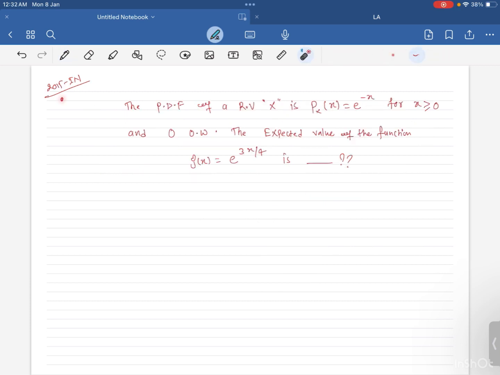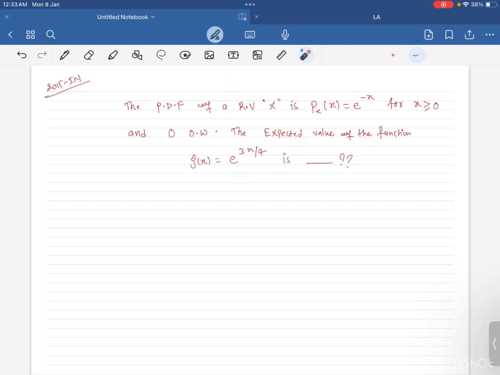Now look at this question, that is from 2015 IN. The probability density function of a random variable x is e to the power minus x for x greater than 0 and 0 otherwise. The expected value of the function is asked.